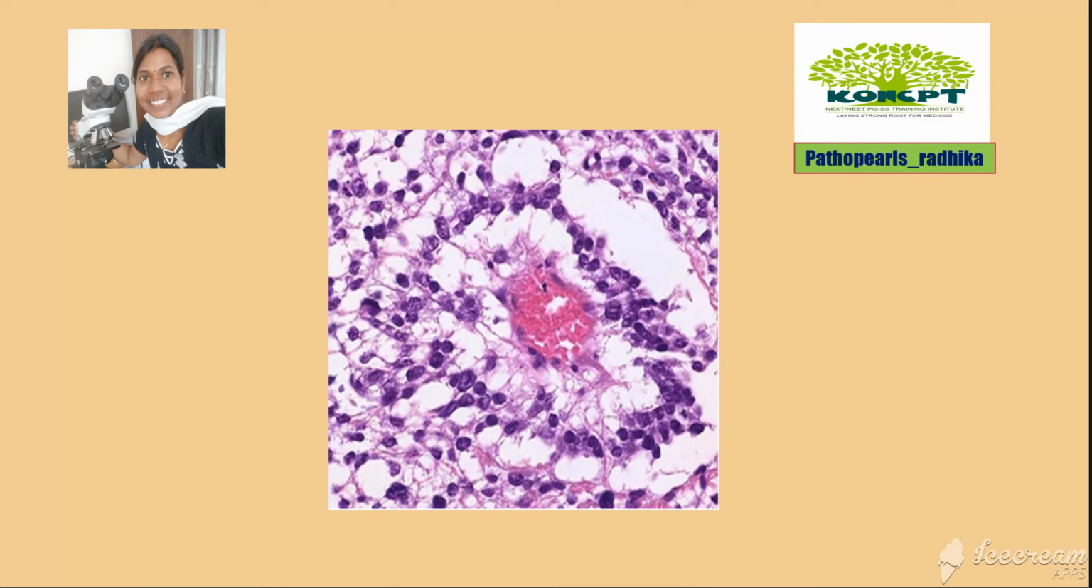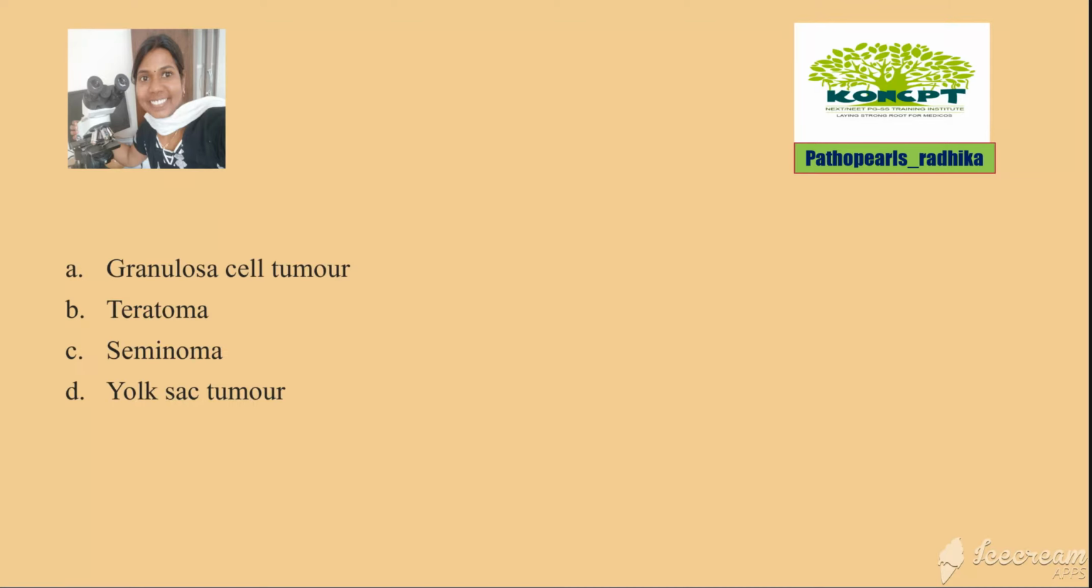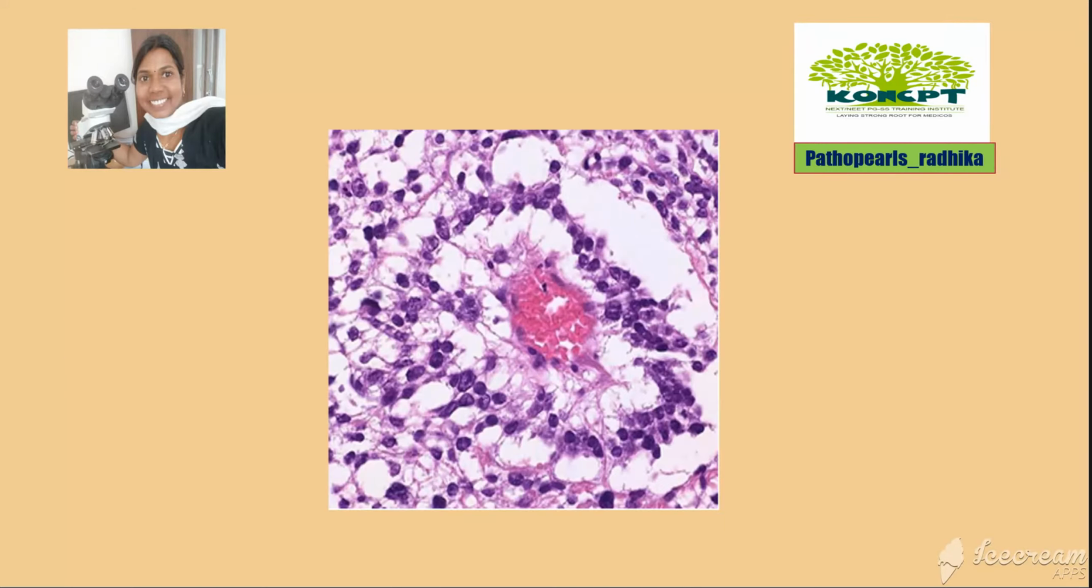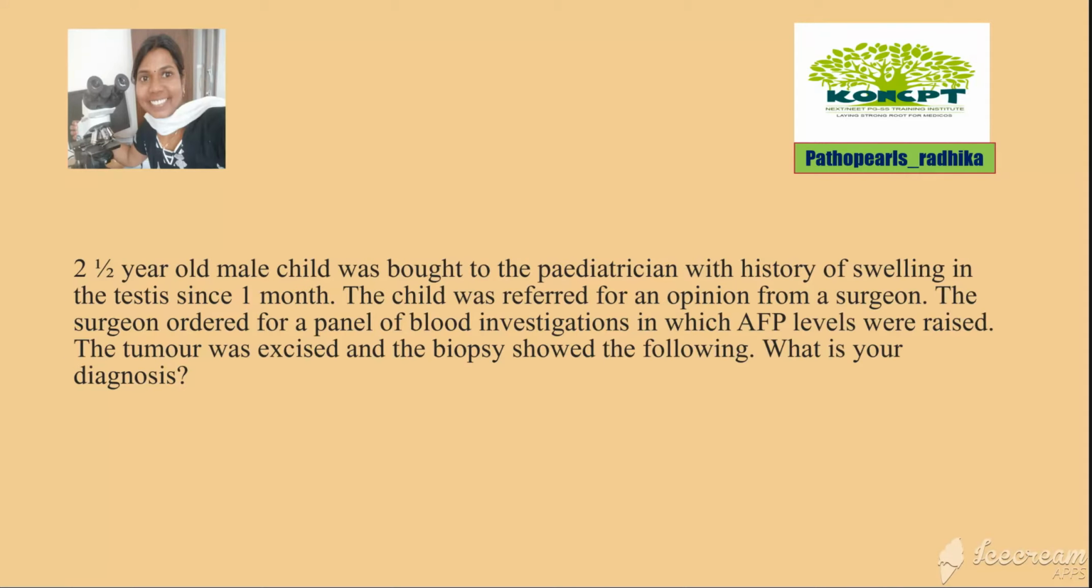What's your diagnosis? So this is what the biopsy has showed. Any guess what it is? And these are the options: granular cell tumor, teratoma, seminoma, yolk sac tumor. Even if you have no clue about what the histopathology image is showing, you can still diagnose this condition because of the age. You have a child with a young age, so less than 3 years.